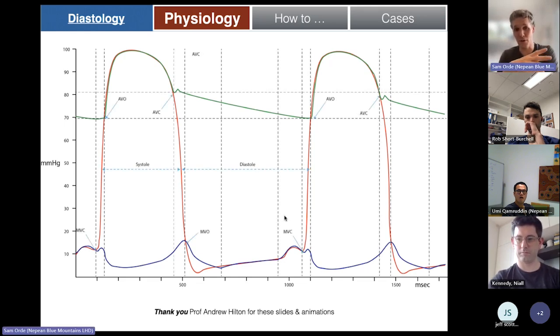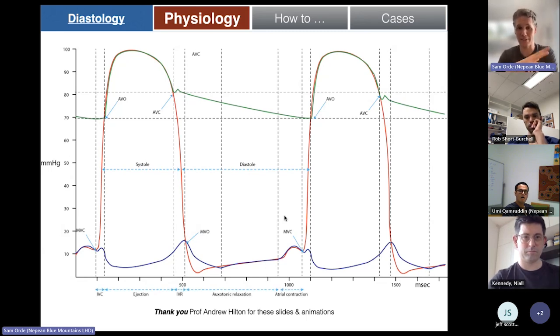We can see that we've got our aortic valve opening and closure. We can see our mitral valve opening and closing, and that's what helps us separate the systole from diastole. During systole, we're getting ejection out into the aorta, and during diastole is when we're filling that left ventricle. In between those, we've got the isovolumetric contraction and relaxation times.